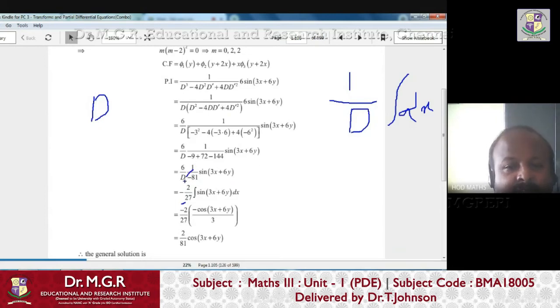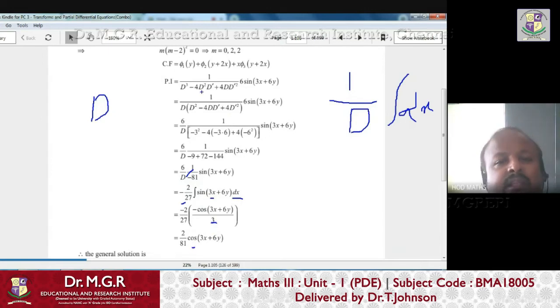Since d is in the denominator, you have to integrate sine with respect to x. Then you will get minus cos(3x + 6y), and since you are integrating with respect to x, you have to write the coefficient of x in the denominator. This is a simple integral formula: the integral of sin ax is minus cos ax by a, where a is in the denominator. Then you can write the answer.